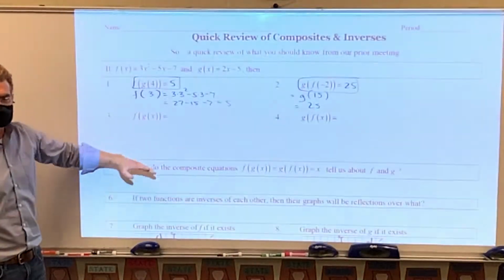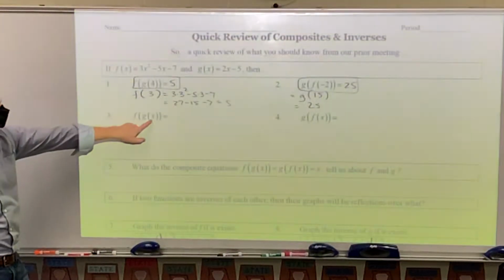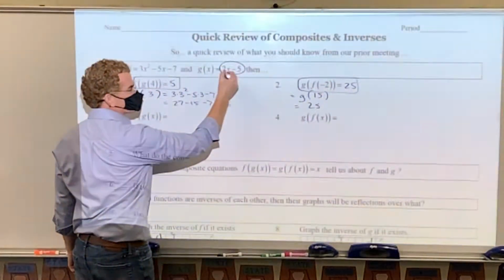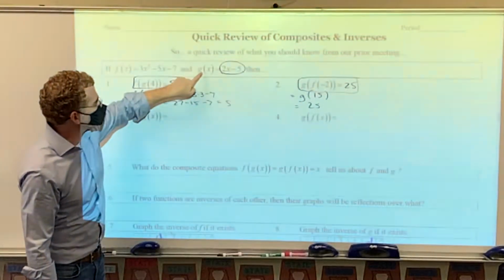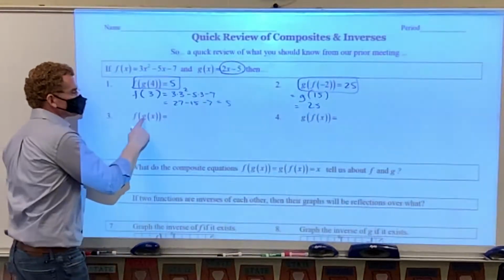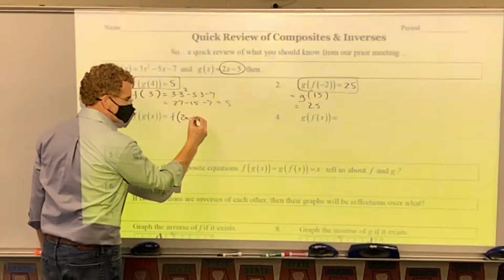Then what do I have to do? Well, if it's g of x, and it's just the equation, I'm basically doing a substitution, right? I'm plugging that in place of where g of x is in this equation. So instead of having f of g of x, I now have f of 2x minus 5.